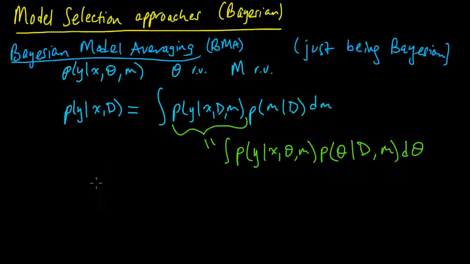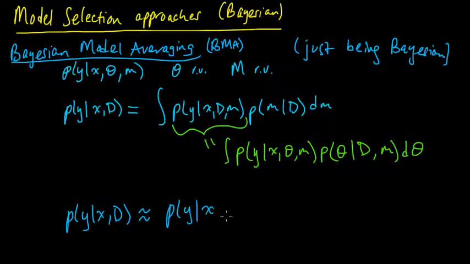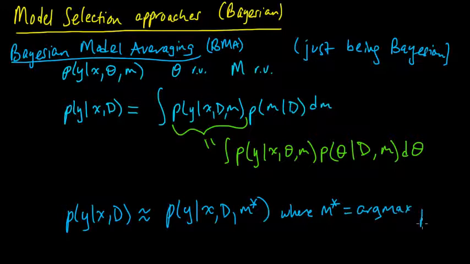And so an often used alternative is to approximate this sum by putting a point mass at the value for which this posterior is maximized. So we would approximate this by the probability of y given x, the data, and m star, where m star is a maximizer of the probability of the model given the data, maximizing over models, little m, model parameters little m.